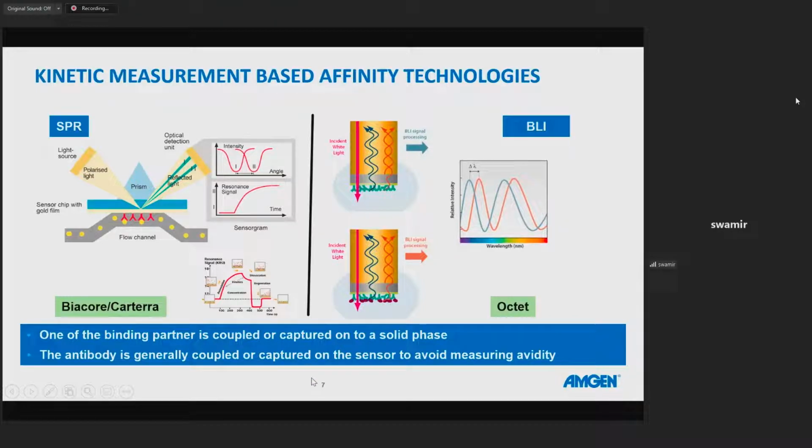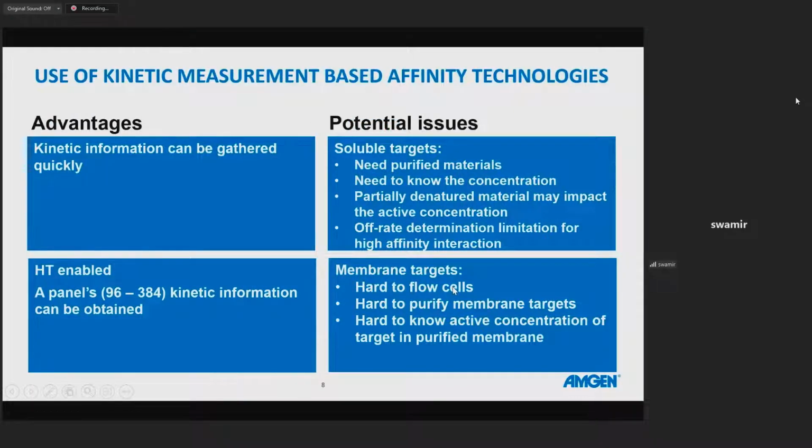From there, we can calculate the KD. The advantages of SPR and BLI are that kinetic information can be gathered quickly, within a few minutes, and most of the instruments are high throughput enabled, so we can screen hundreds of molecules at a time. But there are some issues on this technology, on the kinetic measurement technologies.